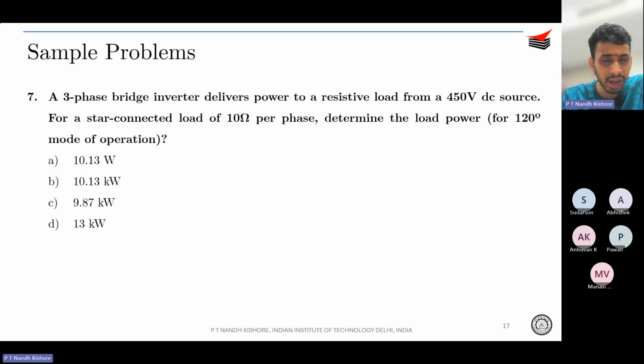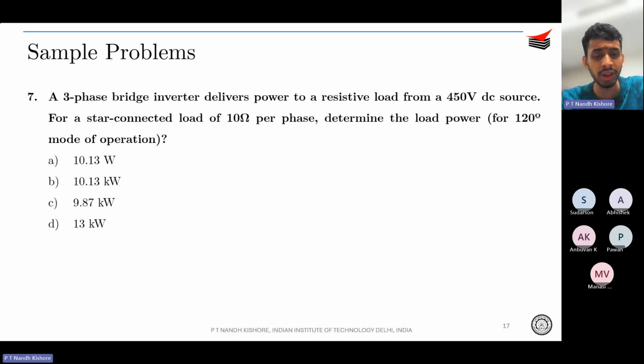So they have given you R, they have given you VDC, and you know it's a star connected load, and it is also given it's 120-degree mode of operation. So all your formulae should be rotated back to 120 degrees. Don't think about 180 degrees and solve it. Even that particular answer will be given for 180 degrees. So please be sure while solving.